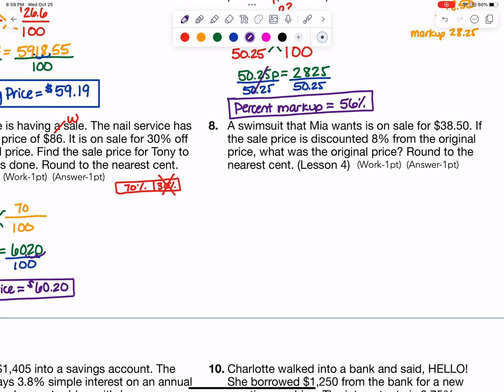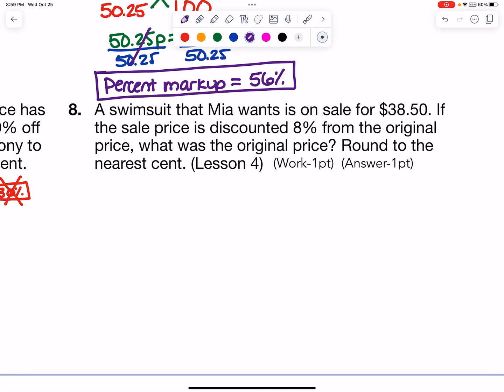All right. Let's check this one out. A swimsuit that Mia wants is on sale for $38.50. If the sales price is discounted 8% from the original price, what was the original price? Okay. So now notice they're saying what was the original, what was the OG. So I don't know the W. So that's something to be aware of. Okay. So let's just start laying this out. Let's get our percent equation.